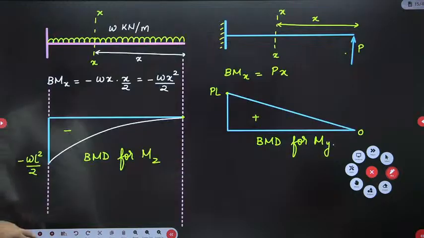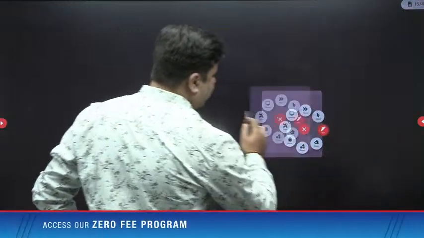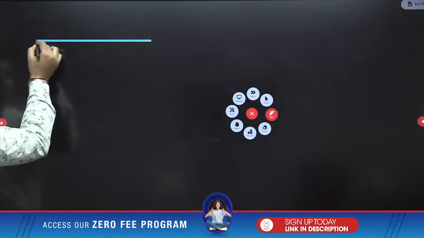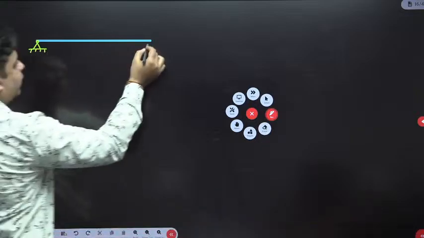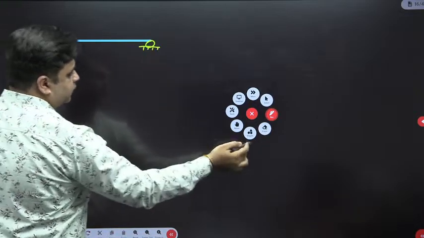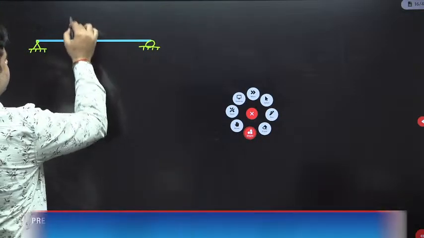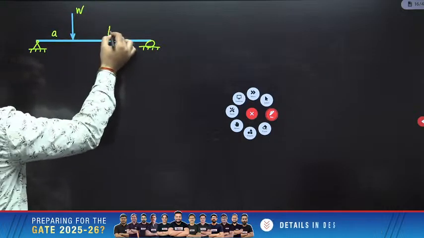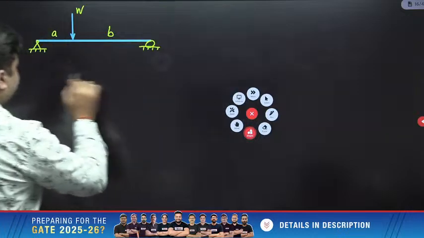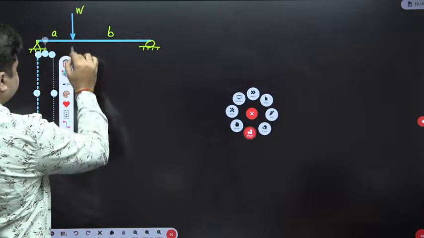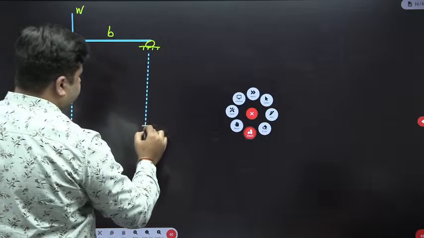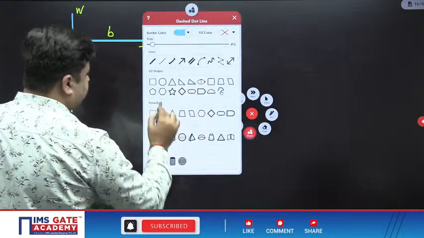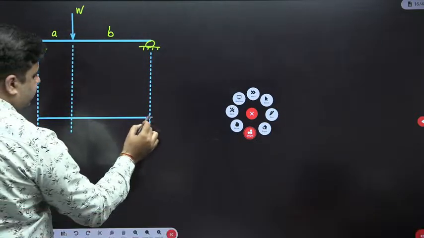Chalo, let's quickly have the basic bending moment diagrams. For example, if you have a simply supported beam like this and it is subjected to a point load anywhere over the beam. The value of load is W, this distance is A, and this distance is B. So your bending moment diagram will be like this. You should remember these basic bending moment diagrams so that you can quickly solve the question whenever it is asked from the simple cases.